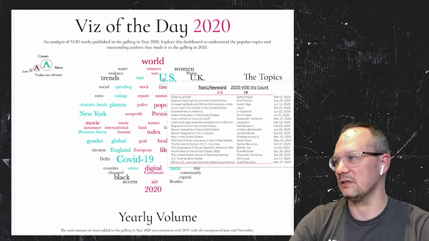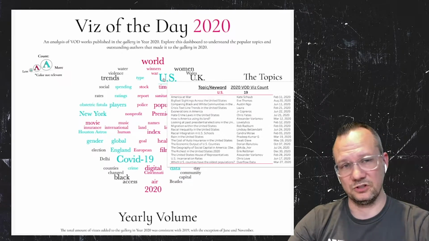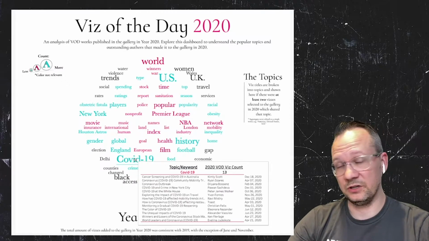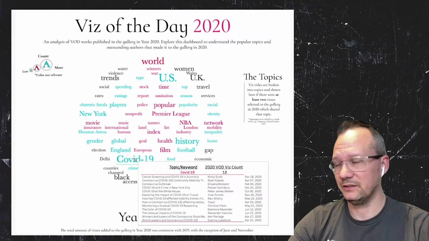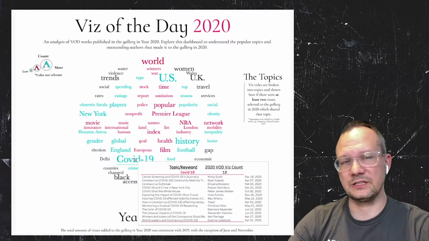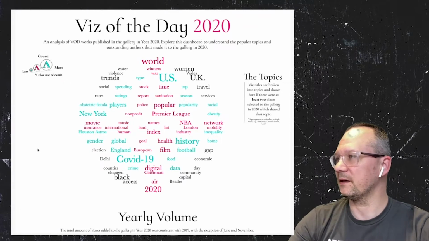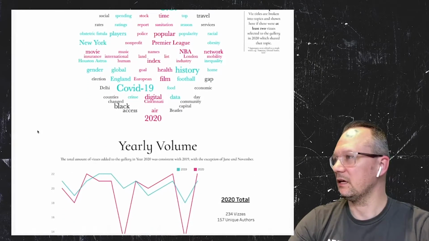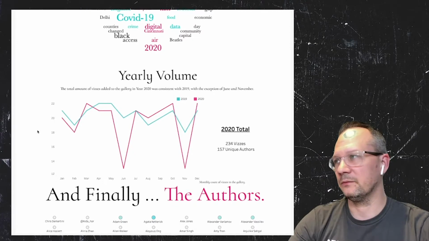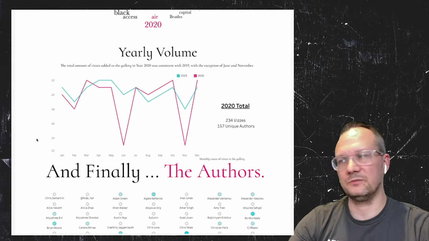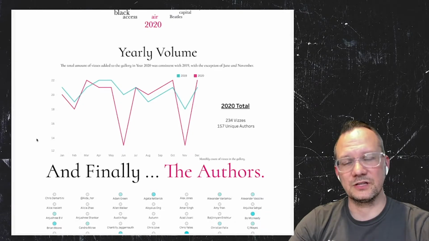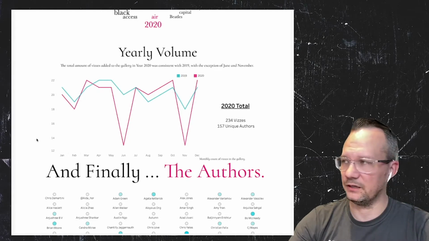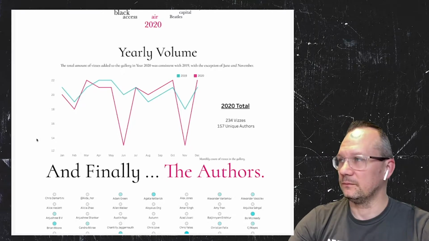Like U.S. is a big one. 19 Vizes that had the word U.S. in the title. Obviously, a big one in 2020, COVID-19. That was everywhere. 13 Viz of the Days were directly related to COVID-19, which is really interesting. So this is really cool. I really like it. As we scroll down here, there's more, which is nice. We've got a yearly volume, so we're comparing the trend over time, the number of Vizes per month compared to 2019. Now, let's talk about this.